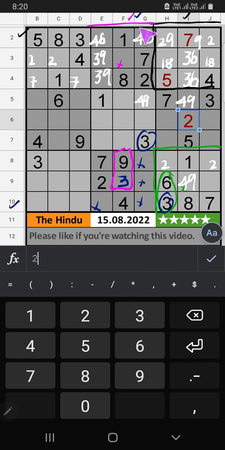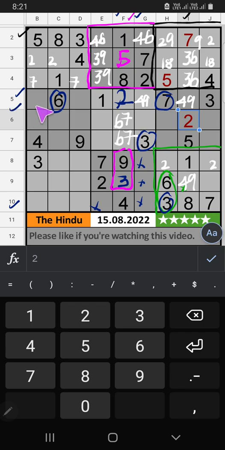Then second grade, only one number is remaining, 5. 5 is confirmed here. Column F, 3 numbers are remaining, 2, 6, 7. Fifth row, we have 6 and 7. So 6 and 7 can't come in these cells. It will come in one of the 2 cells. We will confirm later. Then only one number is remaining, 2. 2 is confirmed here.